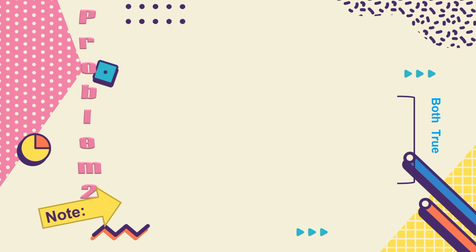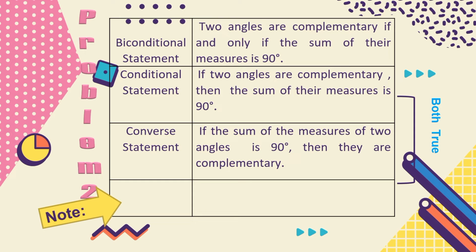For our second problem, the given is already in biconditional statement. Two angles are complementary if and only if the sum of their measures is 90 degrees. And our conditional statement is: if two angles are complementary, then the sum of their measures is 90 degrees.